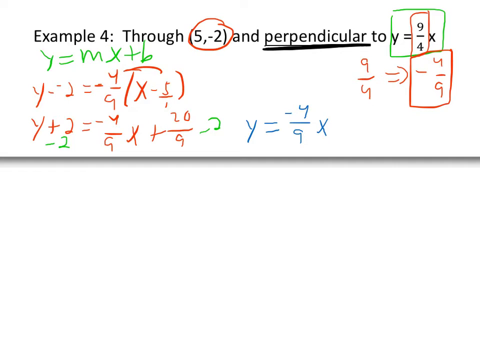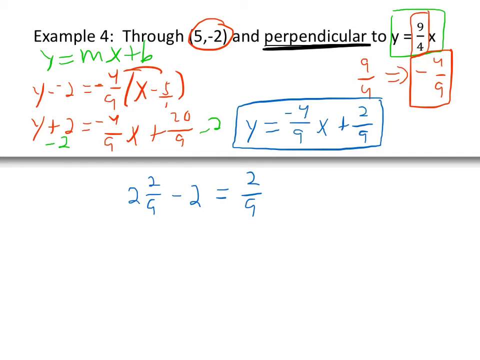Now to find the y-intercept, I'm going to do a little bit of fractions here. I've been using decimals, but let's try fractions here. 20/9 as a mixed number is 2 and 2/9. So 9 goes into 22 times, 18, 2 left over, so 2/9. If I subtract 2 from that, I just get 2/9. So that is our y-intercept. Now you could use decimals if you like, but I just want to give an example of how to do it with fractions. All right.